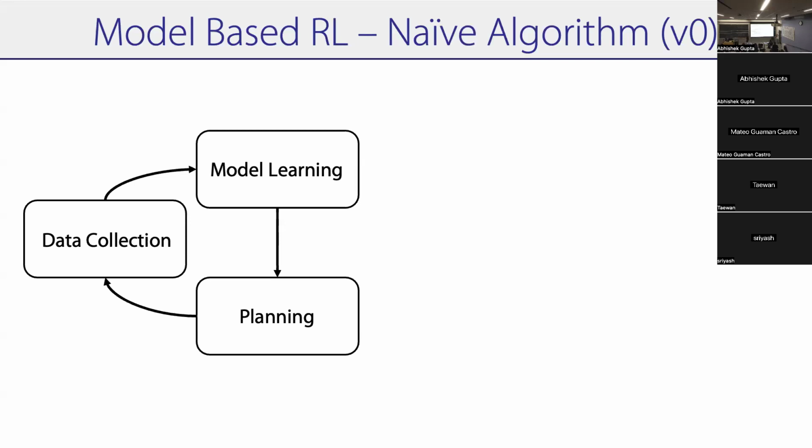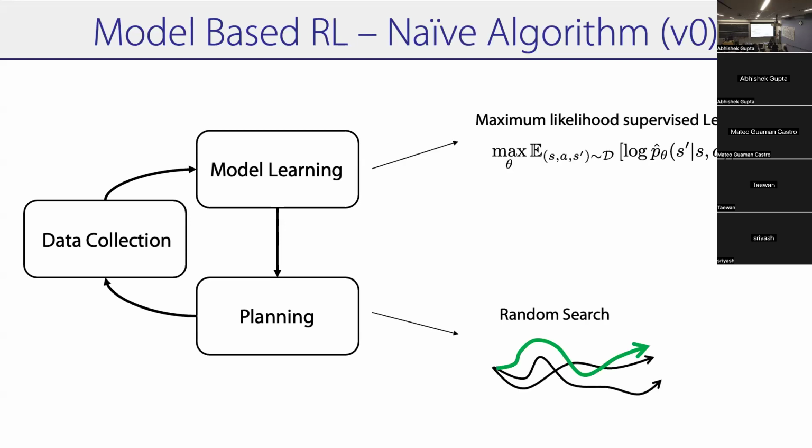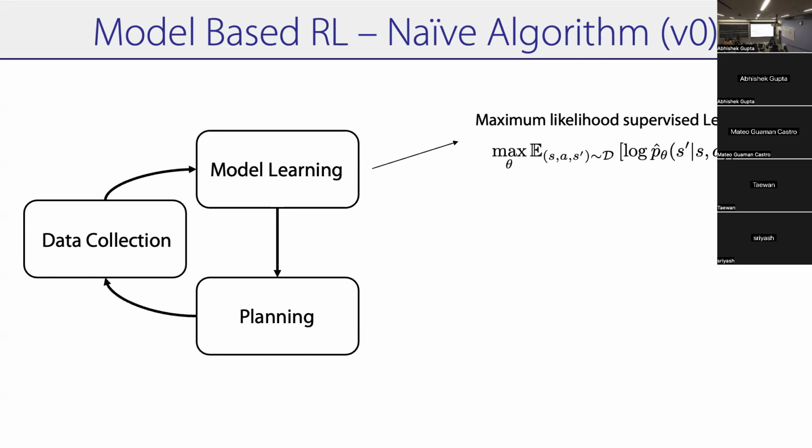Maximum likelihood. That's it. Okay. And so the simple thing we do is maximum likelihood. And now you have an approximate model P theta hat, which tells you if you're at state S, you take action A, you get to some state S prime, right?